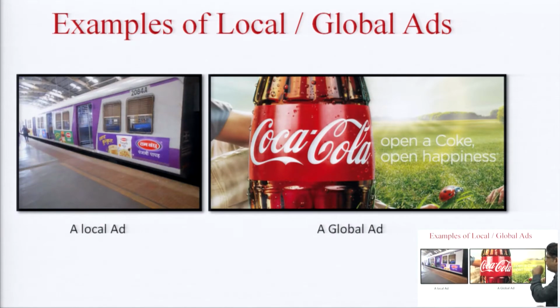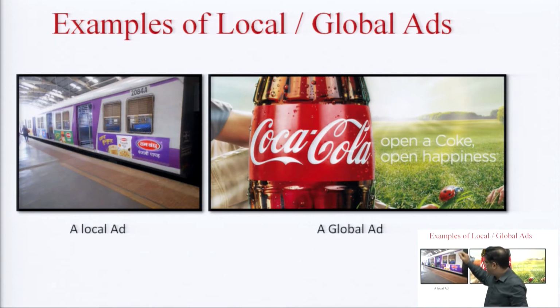Now, here we have two pictures, and these are very apt to understand the difference between local advertising and global advertising. This is again a kind of transit ad. You can see that train, this is a local train, and on that local train a big advertisement of namkeen snacks is there, and this ad is written in Hindi, which is a very popular language in North India. So, it caters to a very particular area.